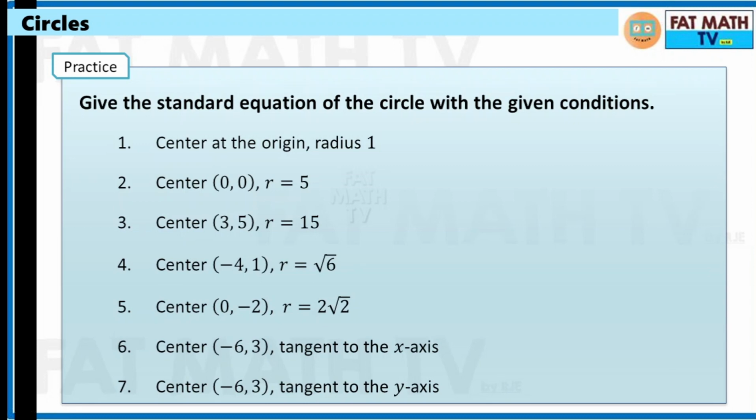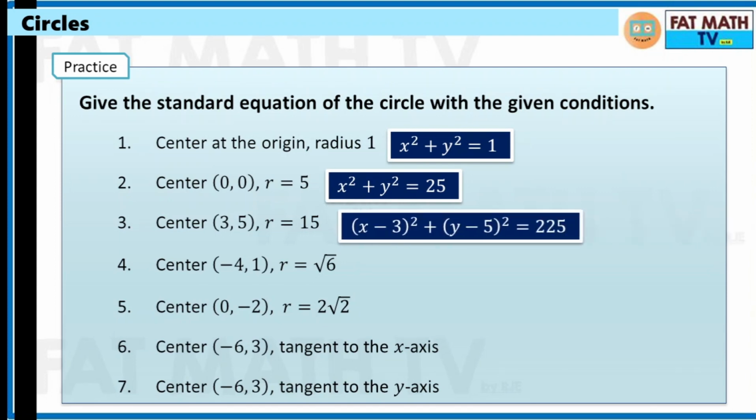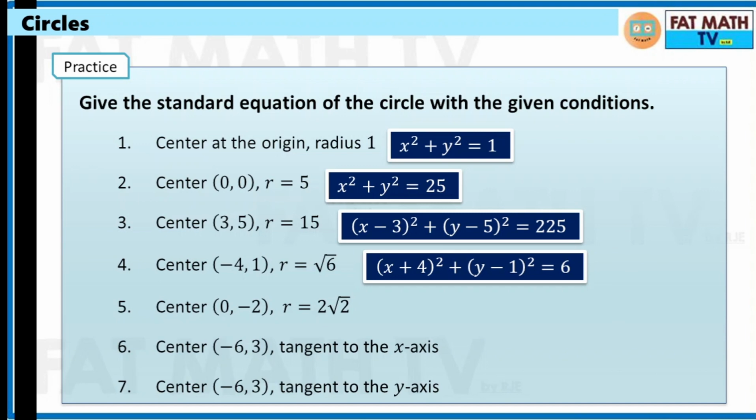Okay, let us check. For those who are not ready yet, you can pause the video. Number 1, center at the origin, radius 1. The answer is x squared plus y squared equals 1. Number 2, center 0, 0, r equals 5. That is x squared plus y squared equals 25. Number 3, x minus 3 squared plus y minus 5 squared equals 225. Number 4, x plus 4 squared plus y minus 1 squared equals 6.